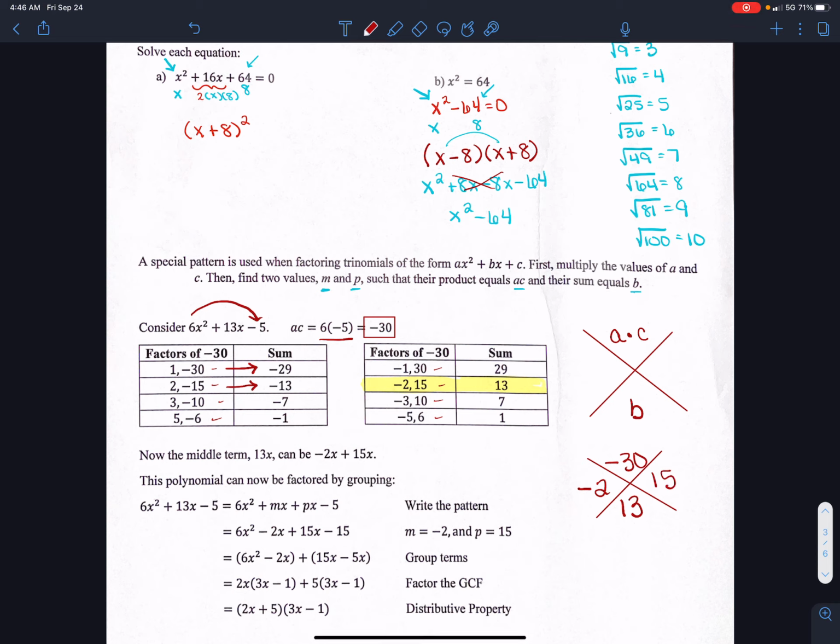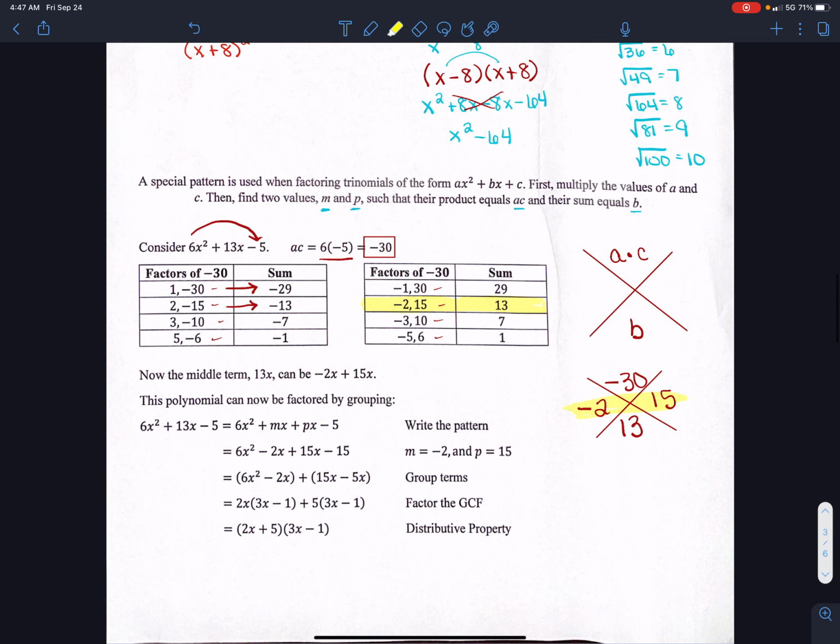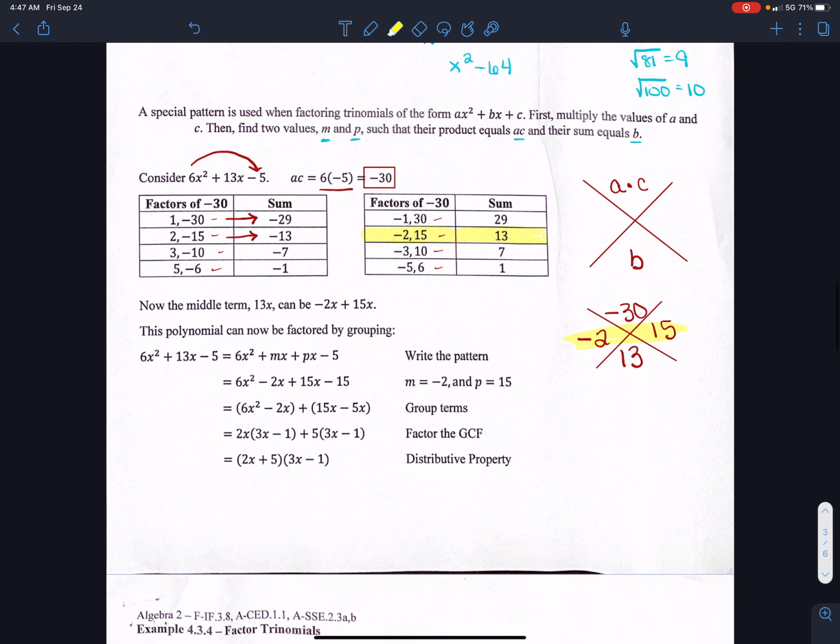Now that's as far as we got with practicing with that. So what we are going to do is take these two values here, and we are going to write them into our equation so we can get it factored out completely. Okay, so that's where we're going to go from here. So they've taken that negative 2 and positive 15, and they've written them into their equation.